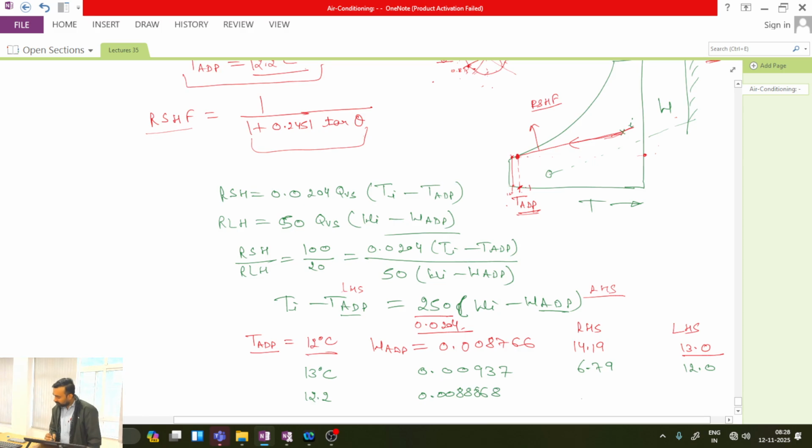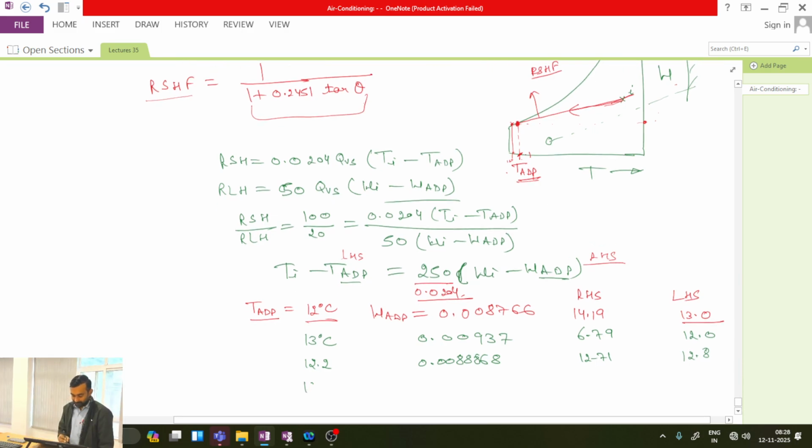0.008868. RHS is 12.71, LHS is 12.8. Okay, then next value is taken 12.19. Corresponding to 12.19, W_s is, RHS is 12.78 and LHS 12.81. So the value answer is 12.19.